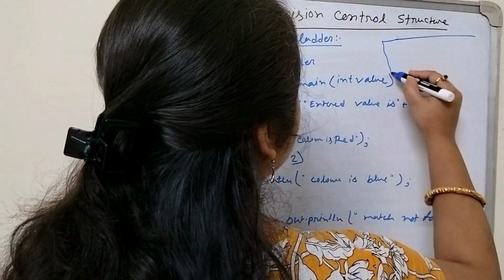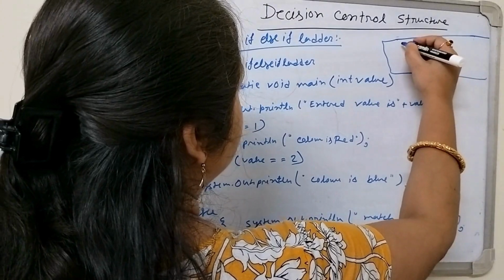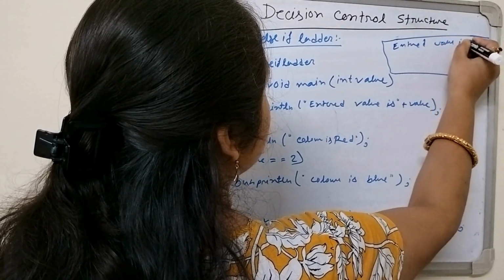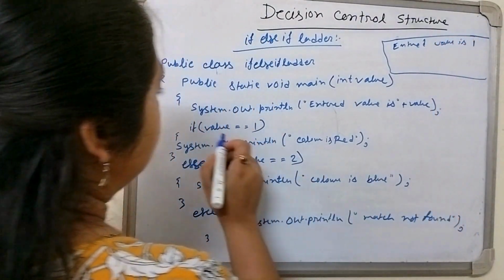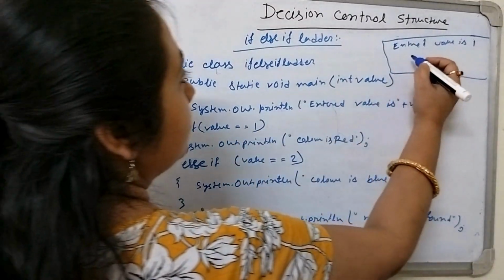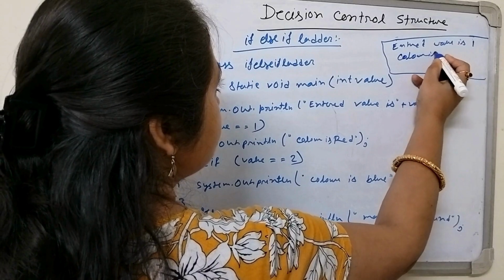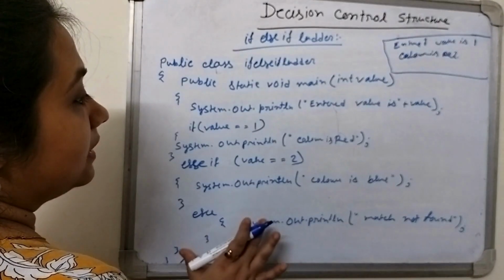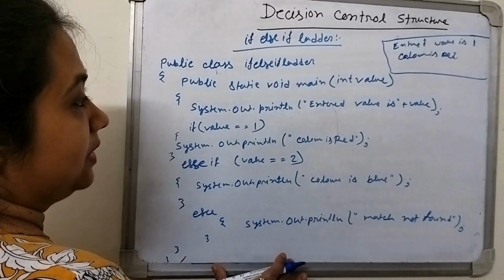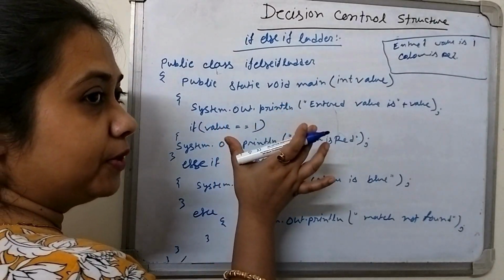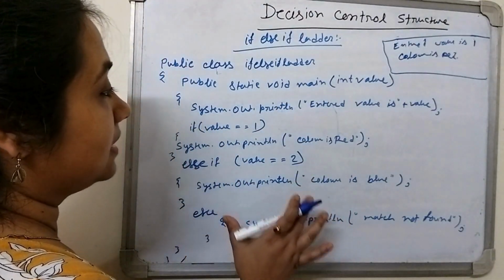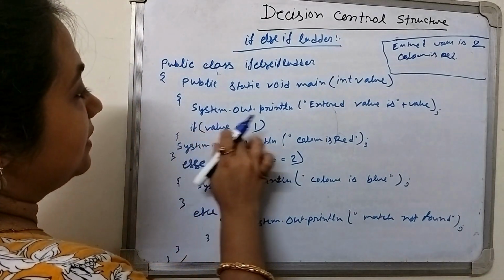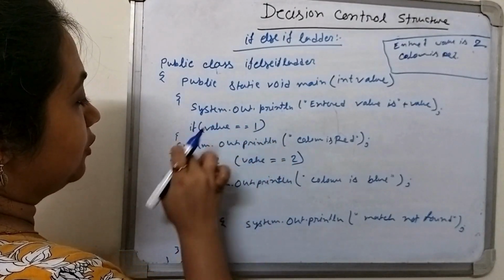Suppose this is the output box, and we are entering a value. Suppose we put 1, so value equals 1. So what will be the result? Color is red. Okay, so this portion will be executed and the rest of the portions will not be executed, since this condition became true. Suppose we give the value 2. At first it will check the first condition, find it not equal, so it will go to the else portion.